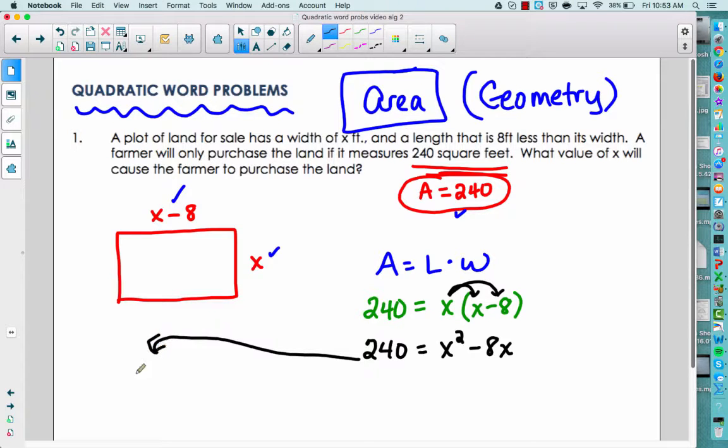So I'm going to come over here. So I'm going to do x squared minus 8x. I'm going to subtract the 240 to the other side, so minus 240, and that equals 0.